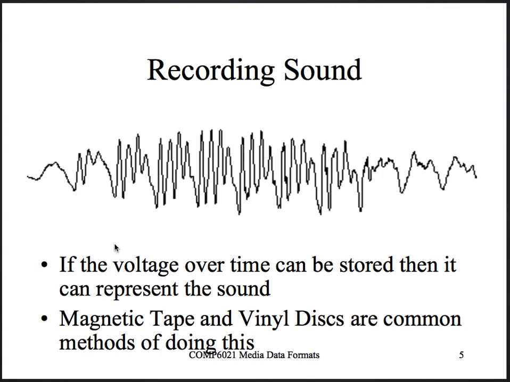So if the voltage over time, or the electrical signal over time, can be stored, then we can represent the sound in some way. And so magnetic tape does that, and vinyl discs can do that.